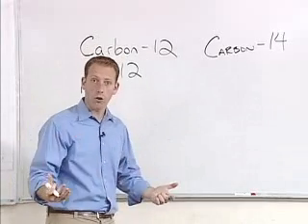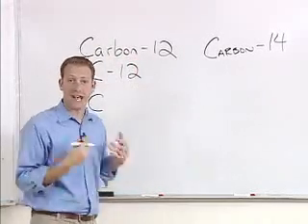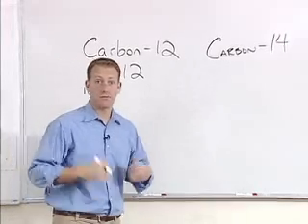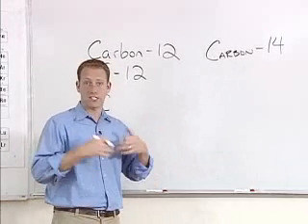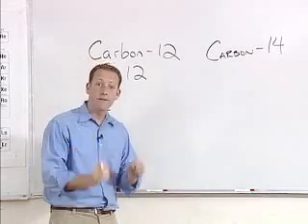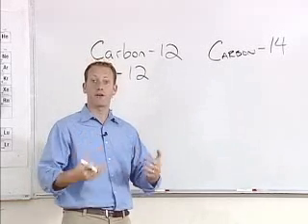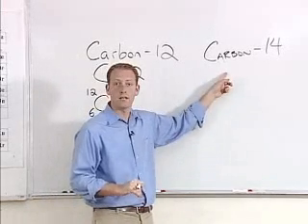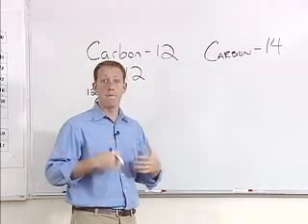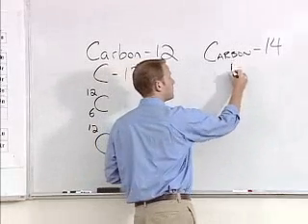Carbon-14 is an isotope of carbon. Carbon-12 is an isotope of carbon. It's just two substances that are the same element, so they have the same atomic number or the same number of protons, but a different mass number, so they have a different number of neutrons. Well, how many neutrons do we have in carbon-14? Well, let's figure it out. The mass number is 14.